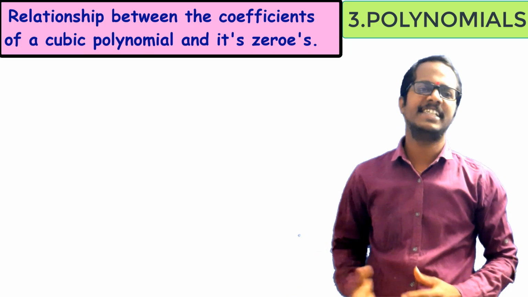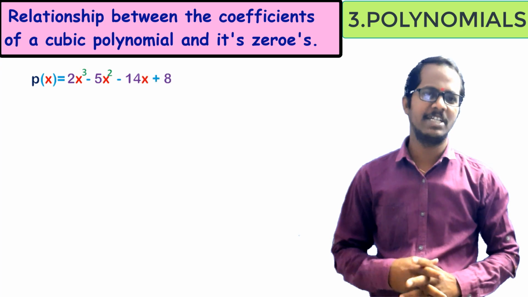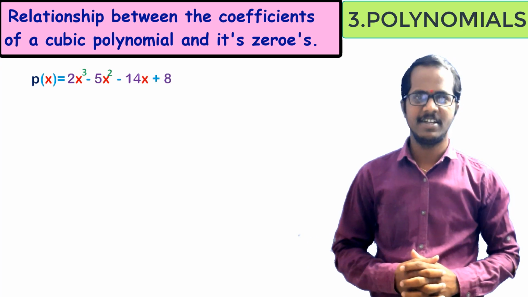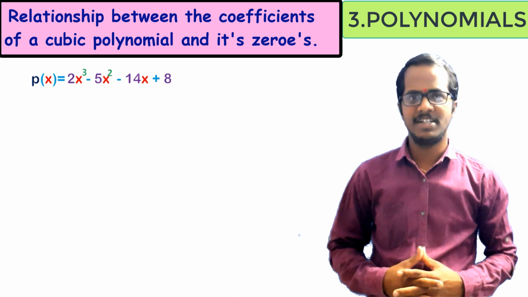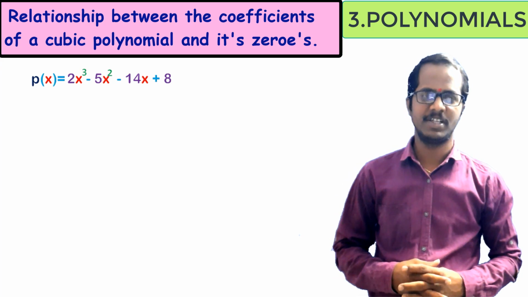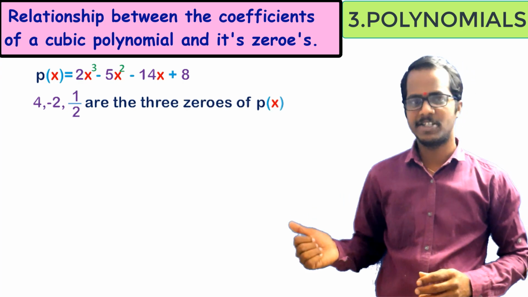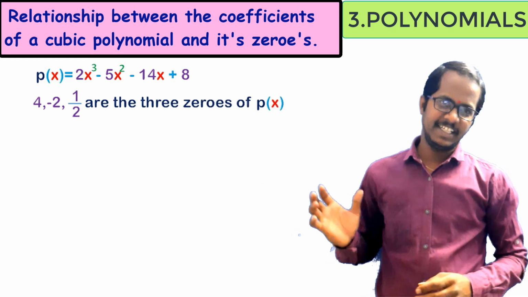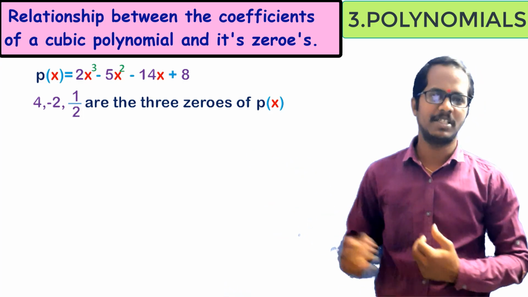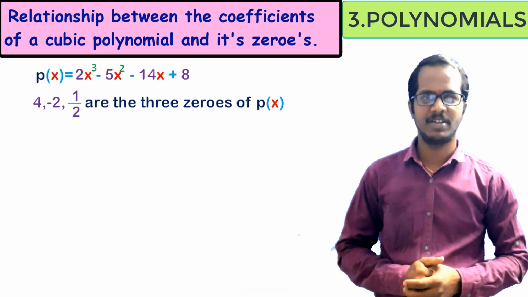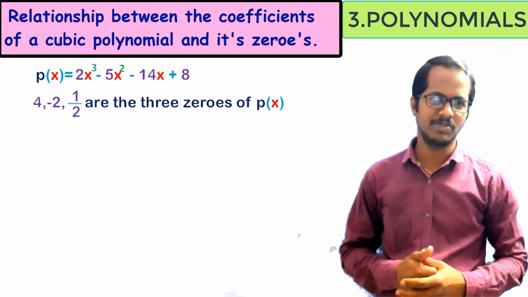So for this, let us consider a cubic polynomial, that is 2x cube minus 5x square minus 14x plus 8. Now we know that a cubic polynomial can have at most 3 zeros. And the 3 zeros of this cubic polynomial are 4, minus 2, 1 by 2. We can easily verify that these are the zeros of this given cubic polynomial by substituting them in the cubic polynomial. So we have 3 zeros, 4, minus 2, 1 by 2.